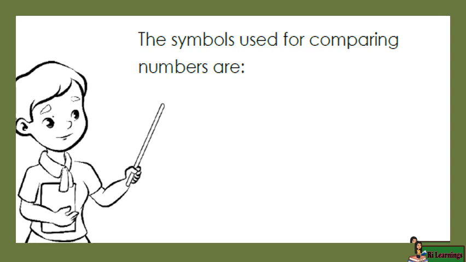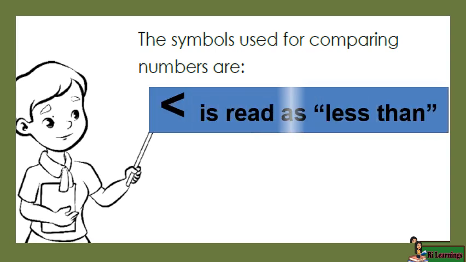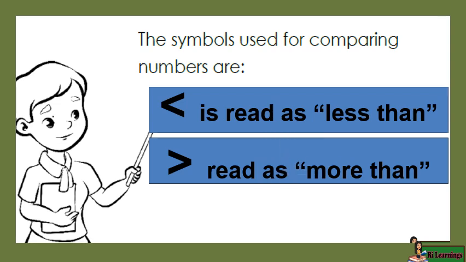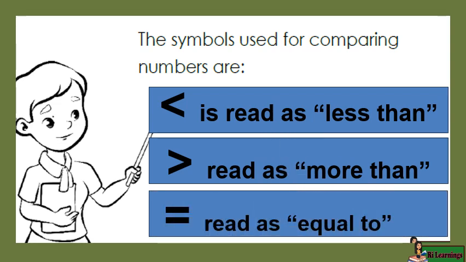The symbols used for comparing numbers are: this symbol is read as less than. This symbol is read as more than. This symbol is read as equal to.